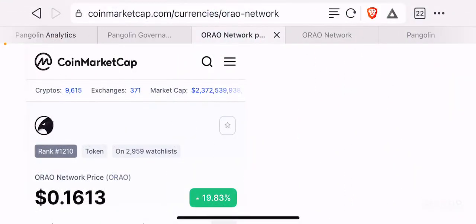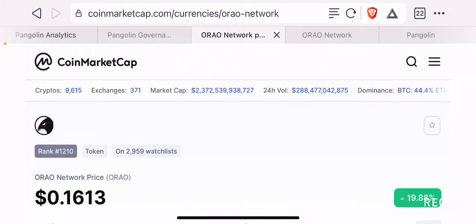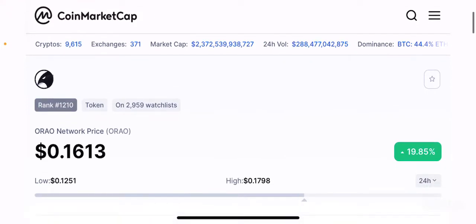In this episode, we're going to cover a project that in my opinion is going to be probably the Chainlink of the Polkadot ecosystem, and this project is called the ORAO network, right?